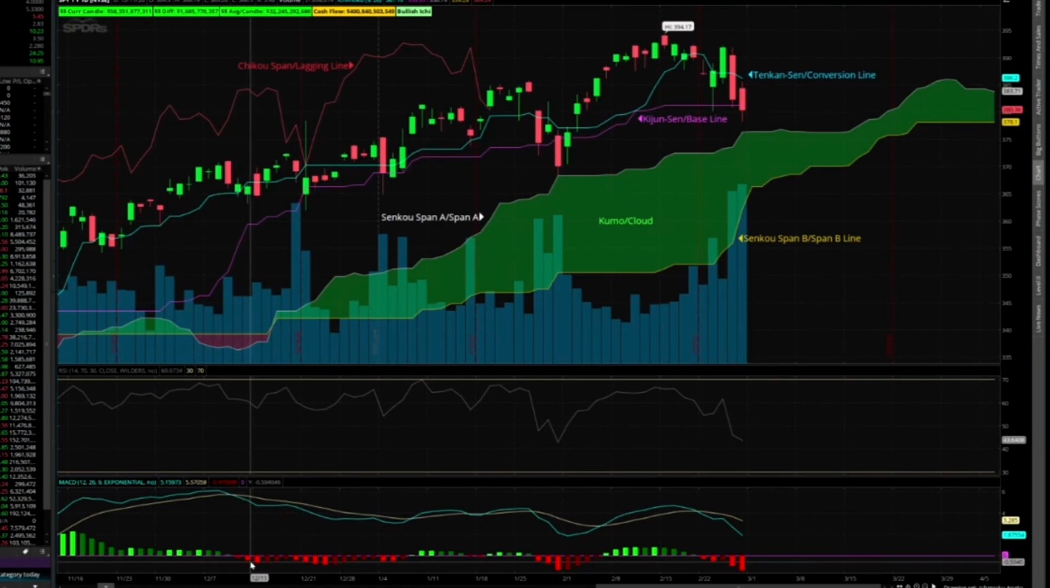If it's light red, that means there's more seller momentum than the previous red bar. So you can see there was more, less, more.